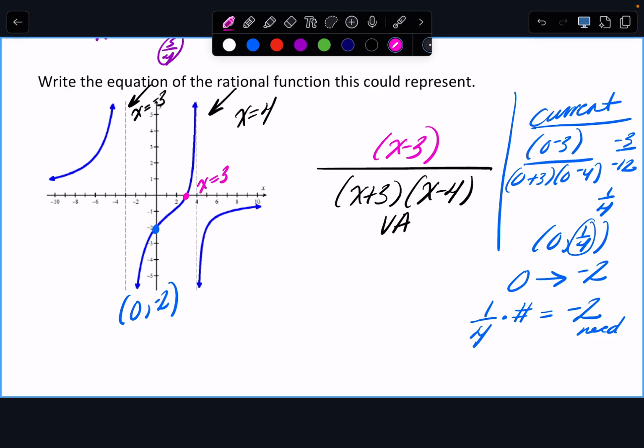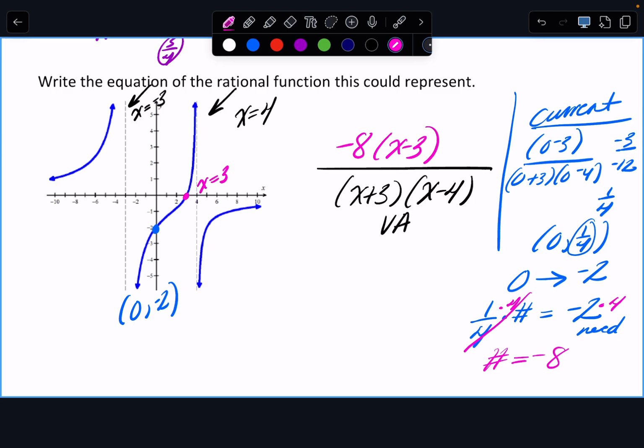I need to times by some number because I'm allowed to do that, and then it will equal the -2 that I need. So I'm going to times by 4 to both sides. The number you need is -8. So you'll throw a -8 in front, multiplied. Why did I put it on top? Because really it's -8 over 1, so it ends up on top. And that will get us the correct thing.